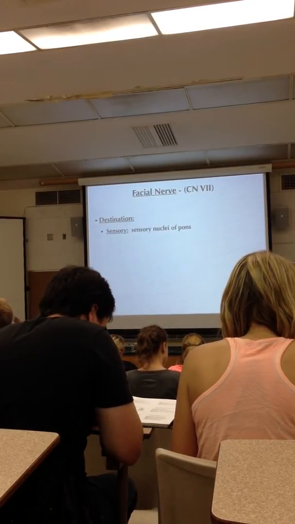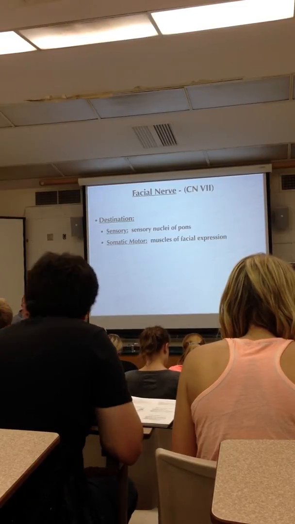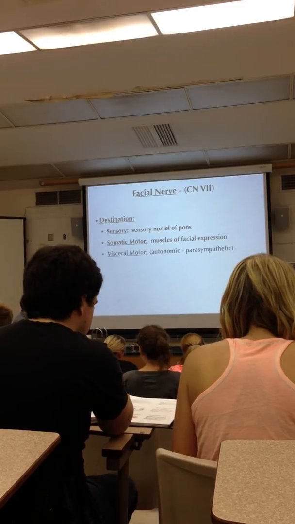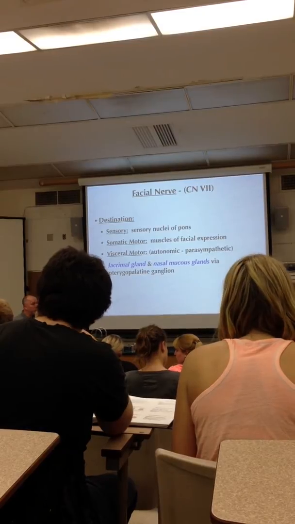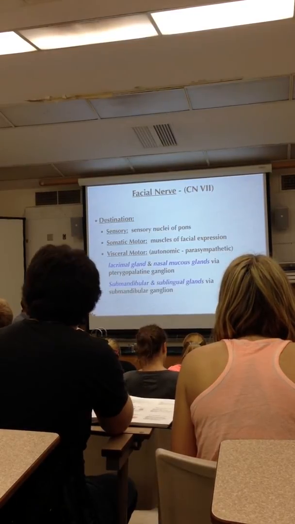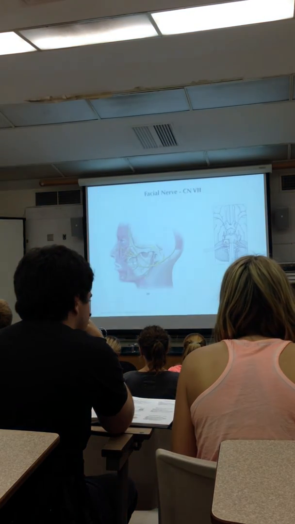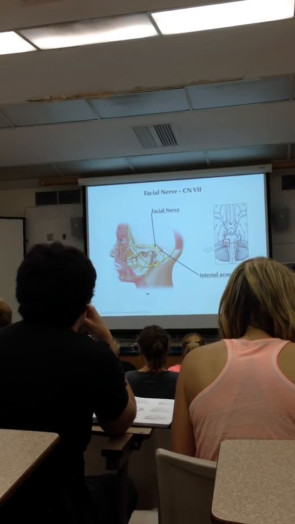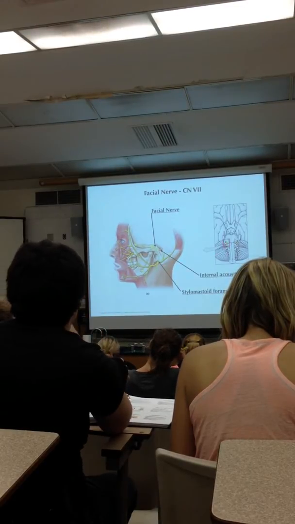Destination: sensory is coming in. It's going to be in the pons. And somatic motor, since it's going out, is going to end up in all those muscles of facial expression. In the visceral motor, the autonomic part, lacrimal gland, nasal mucosa, submandibular, sublingual glands. Okay? And here's a picture of it. The facial nerve is basically going through the internal acoustic meatus and then out through that stylomastoid foramen. And here it is right here.